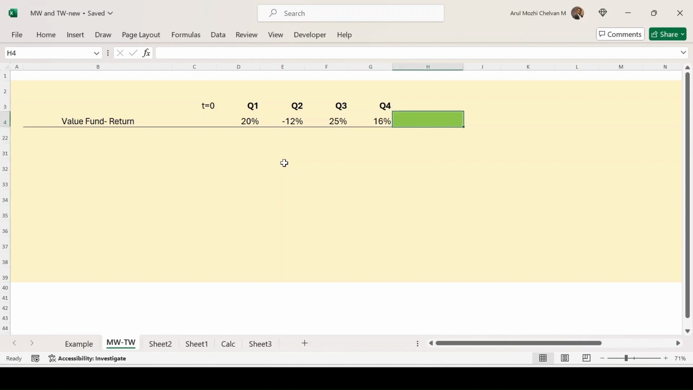Let us calculate now. This is 1 plus R1, that is the first quarter return, multiplied by 1 plus R2, the second quarter return, multiplied by 1 plus the third quarter return, multiplied by 1 plus the fourth quarter return, minus 1. So this is the annual return. This equation gives the holding period return over 1 year, representing the annual return of the fund.